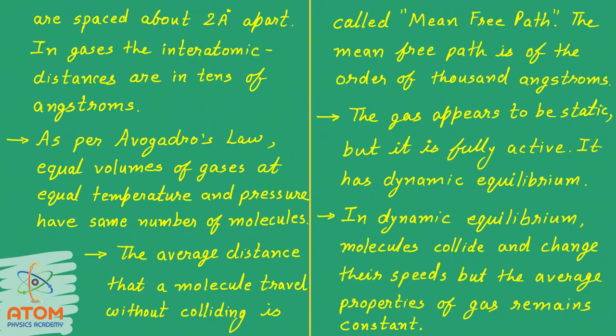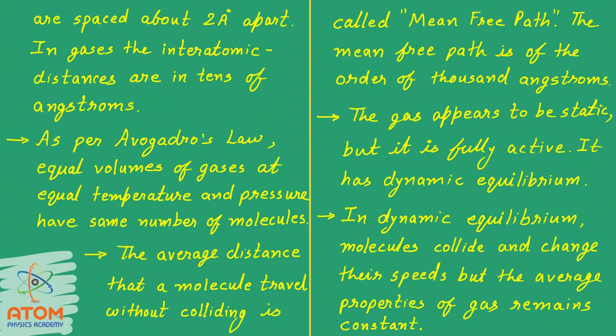Suppose in one container you are taking nitrogen, in another container you are taking, let us say, carbon dioxide. But when the volume is same, temperature is same and pressure is same, you will find same number of molecules in both the containers, means the number of nitrogen molecules and the number of carbon dioxide molecule in both the container will be same.